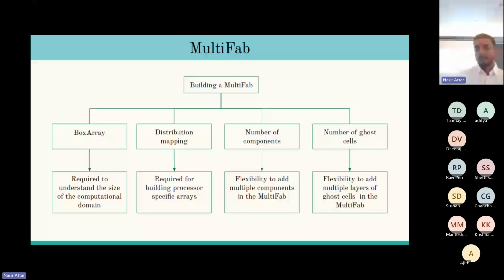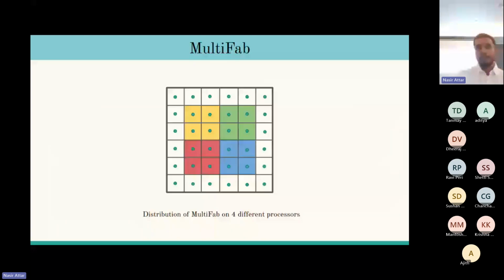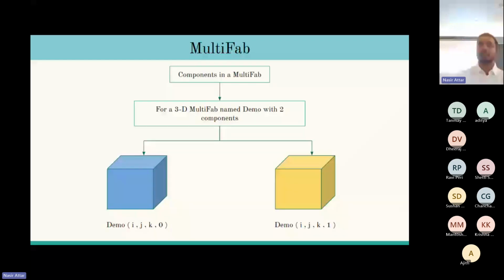So here we can see how a multifab is actually distributed among four different processors. We can store multiple components in a single multifab. This ensures that we have to create only a single multifab to store a variable with multiple components.